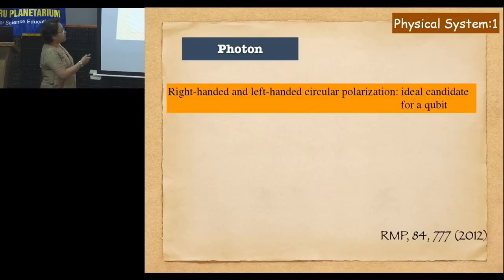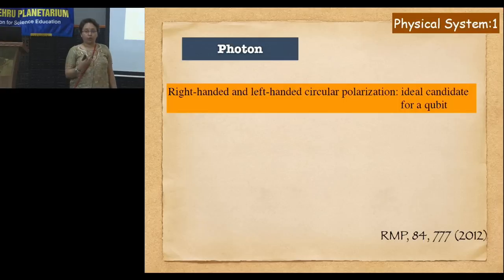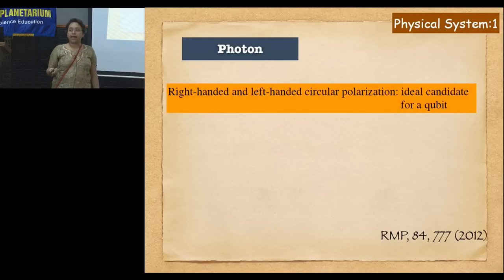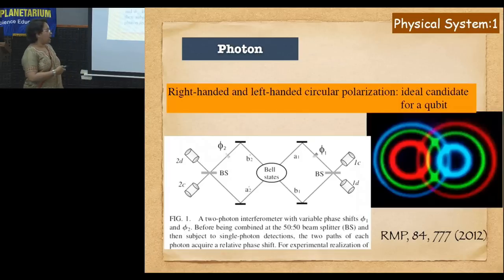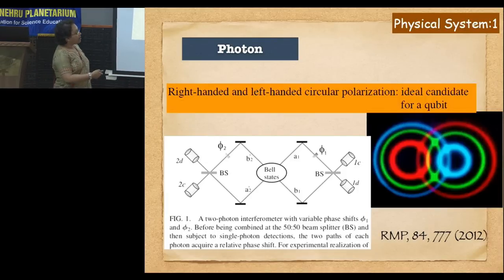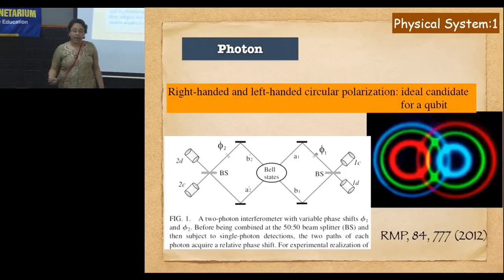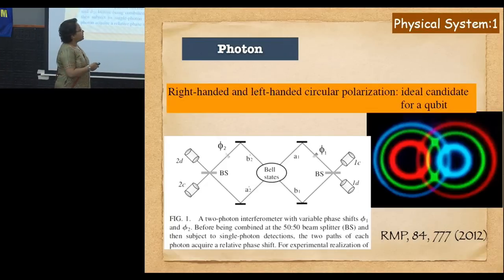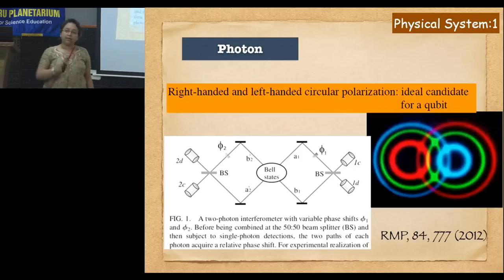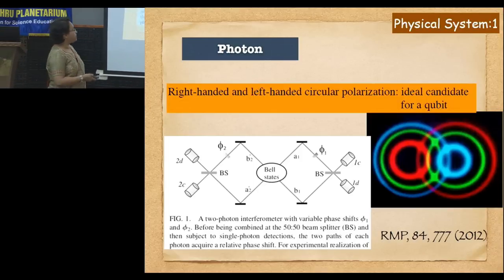For example, if you consider a physical system like photons, and if you consider the polarization degrees of freedom of photons, then right-handed and left-handed circular polarization is a good candidate, or the ideal candidate, for a qubit. And in that scenario, by using polarization degrees of freedom, people have already prepared entangled states, and they are able to prepare entangled states by other degrees of freedom of photons as well.